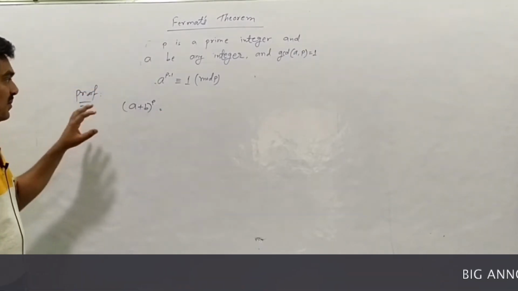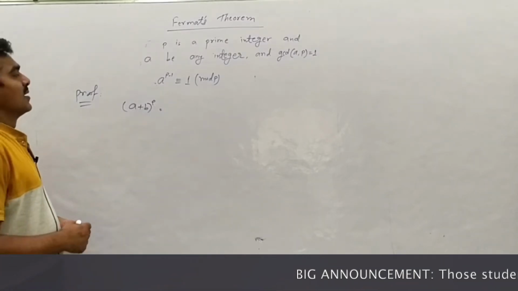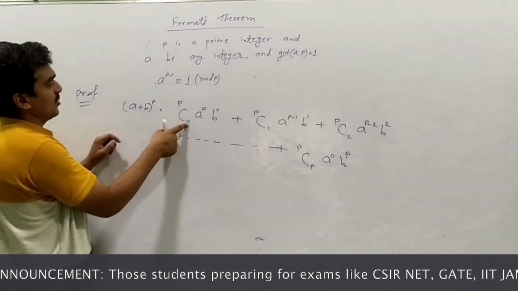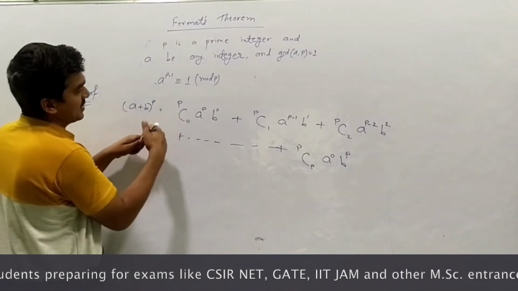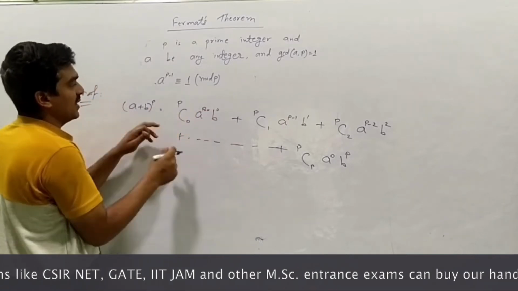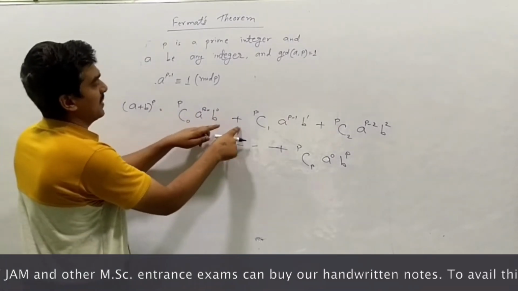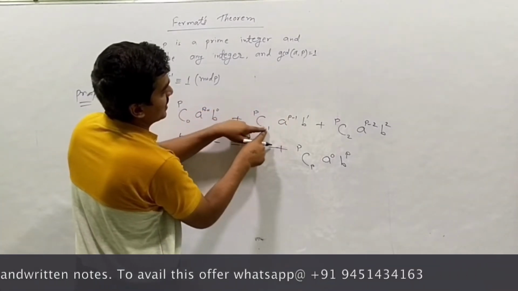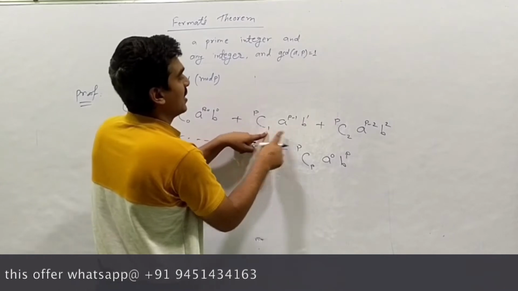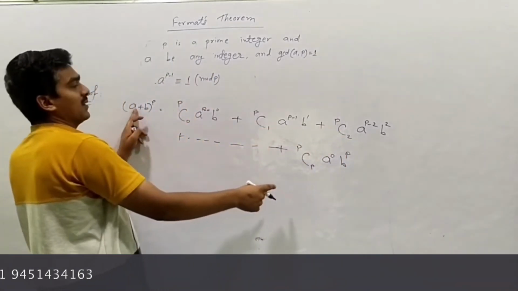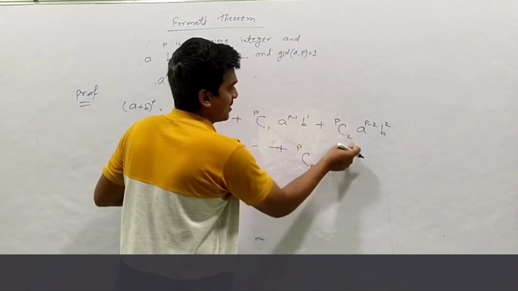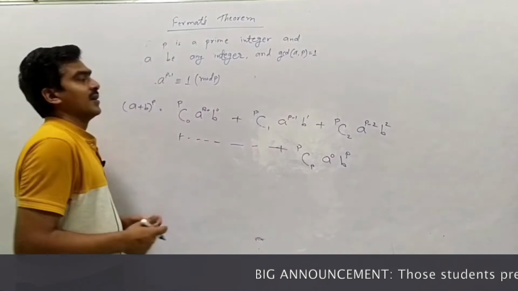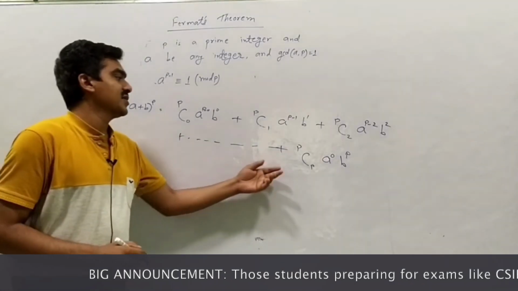The binomial expansion of this term gives (a plus b) raised to the power p equals pC0 a raised to the power p minus 0, that is p, and b raised to the power 0, plus pC1 a raised to the power p minus 1, and b raised to the power 1, plus pC2 a raised to the power p minus 2, and b raised to the power 2. Similarly, we write all the terms.